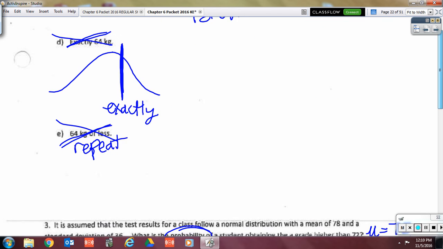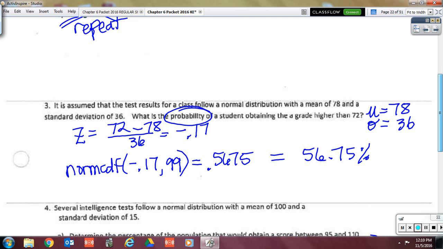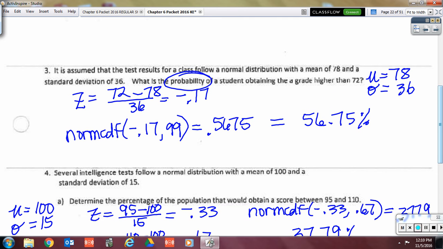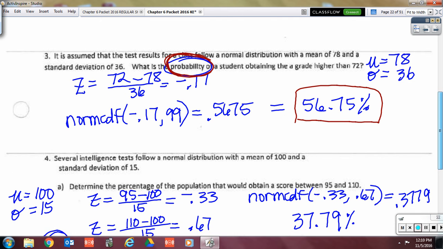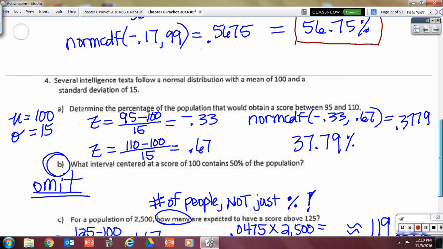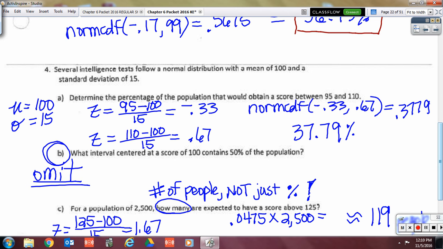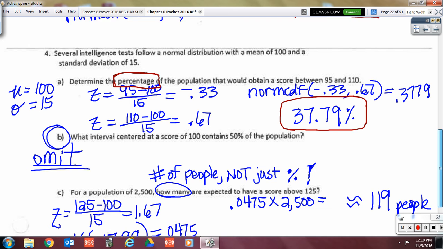Okay, next, page 20, you skipped those two. This one asked, what is the probability? So you are allowed to leave your answer as a percentile. What's the probability of getting a grade higher than? So that was that. A also asked, what percentage of the population? So you are allowed to leave your answer as a percentage. You got your 2 z-scores. You norm CDF'd it from negative 0.33 to 0.67, 37.79%.